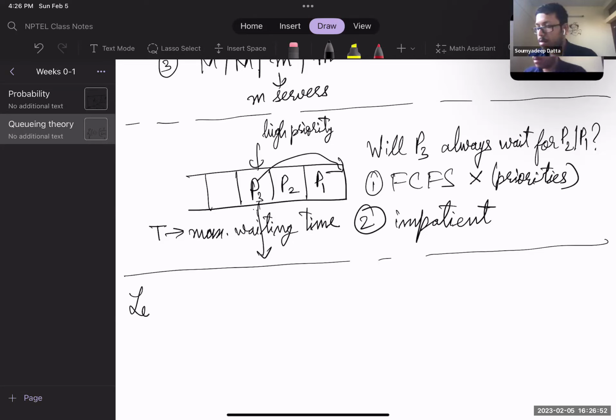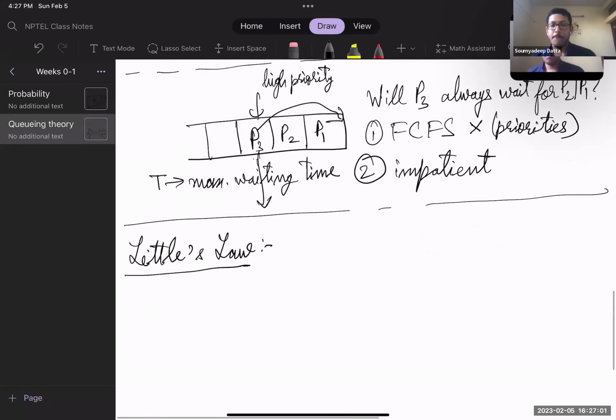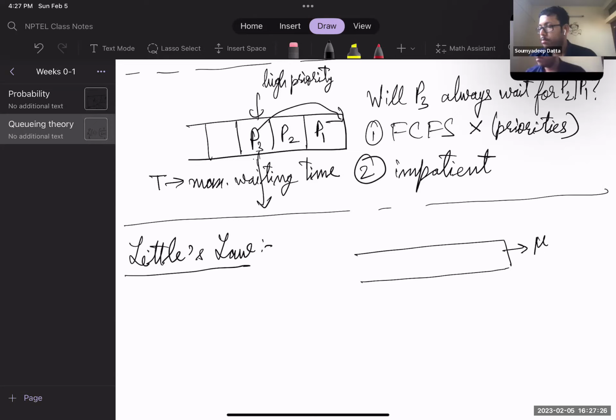So let's do Little's law. Again, I'll draw a queue, and you have packets coming in at a rate lambda per second. The packet service rate is mu per second, and the incoming arrival rate is lambda per second, right?